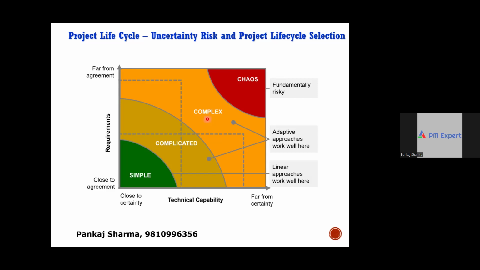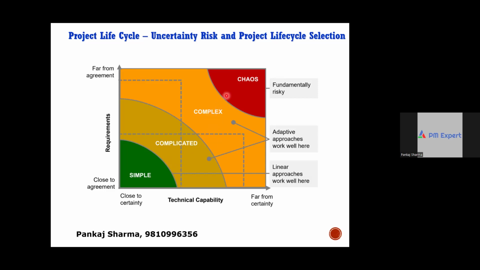So such projects, where the success is not guaranteed and the uncertainty is high, fall under the complex zone. Are you getting my point? Now, when we say agile approaches, agile approaches generally work well for the complicated and complex zones. Agile approaches work very well for the complicated and complex zones.